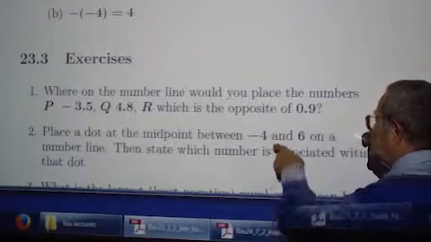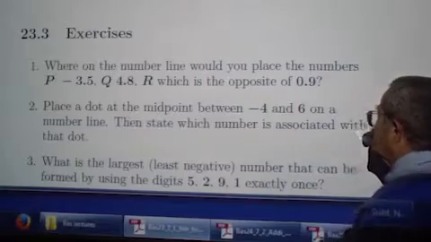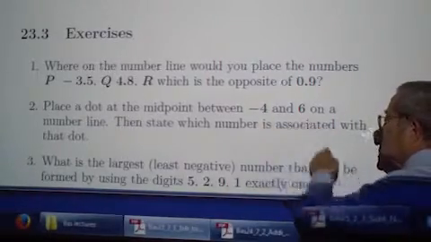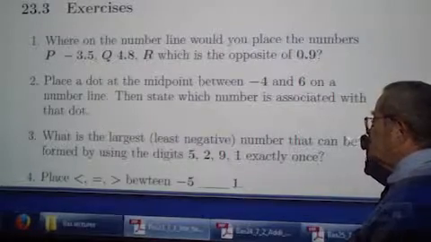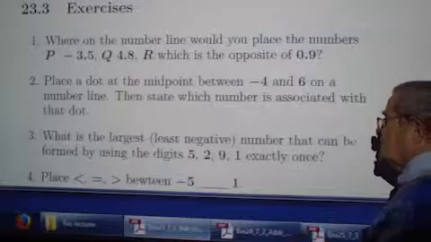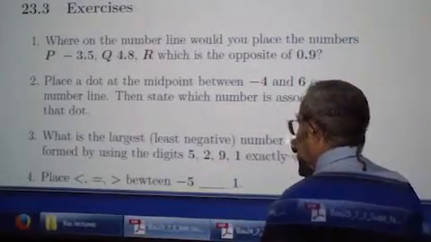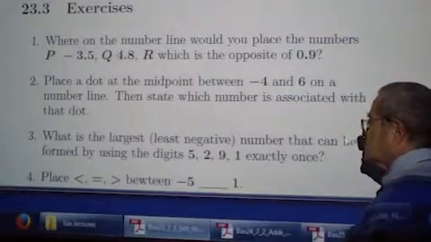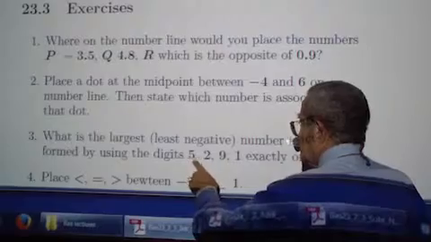Place a dot midway between -4 and +6. Okay, midpoint between -4 and 6. What is the largest, which means the least negative number? So we want a negative number that can be formed by using the digits 5, 2, 9, and 1. So least negative, which means most positive. The largest positive number is 5.